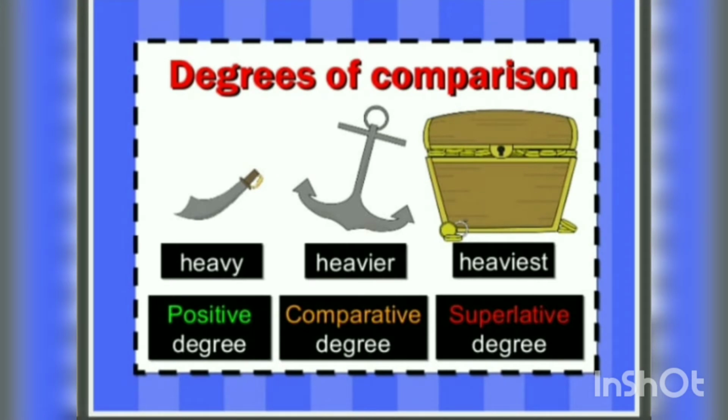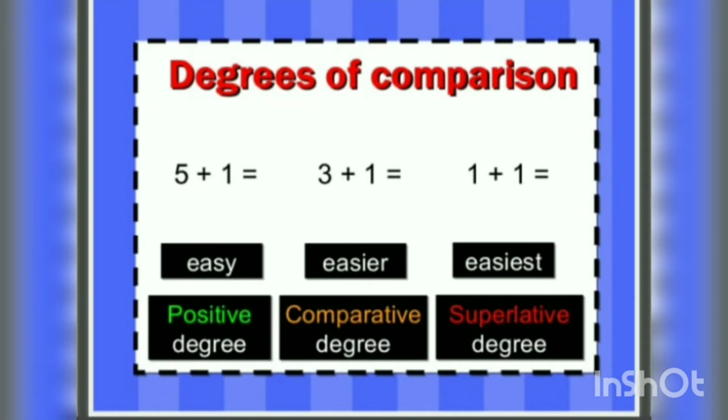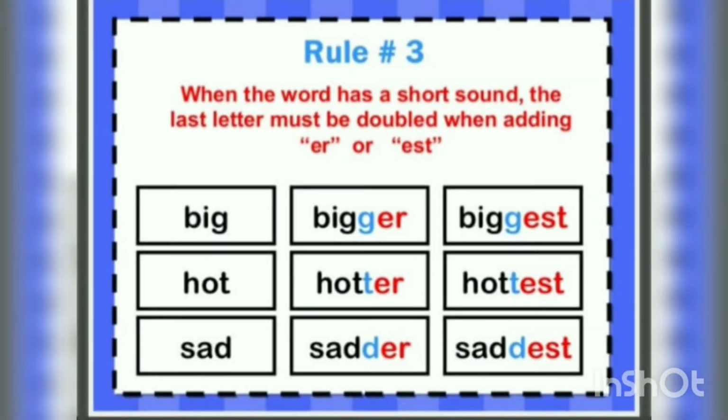Heavy, heavier, heaviest. So heavy is positive degree, heavier is comparative and heaviest is superlative. Dirty, dirtier, dirtiest. Easy, easier, easiest. Now, rule number 3.